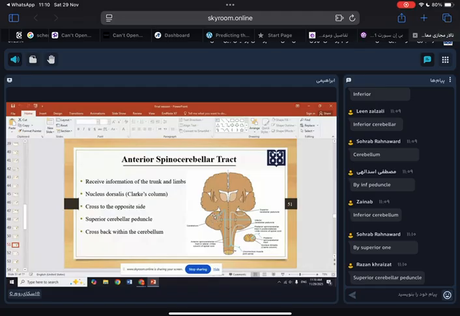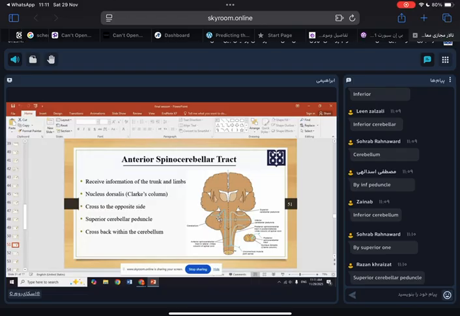But it has another cross. Look at the picture. It comes to the midbrain, then comes to the cerebellum, and at the cerebellum, it has another cross. Look at the arrow. So you must understand that in the anterior spinocerebellar tract, we have two crosses. One cross at the spinal cord. It comes from, for example, the right side. It goes to the left side.